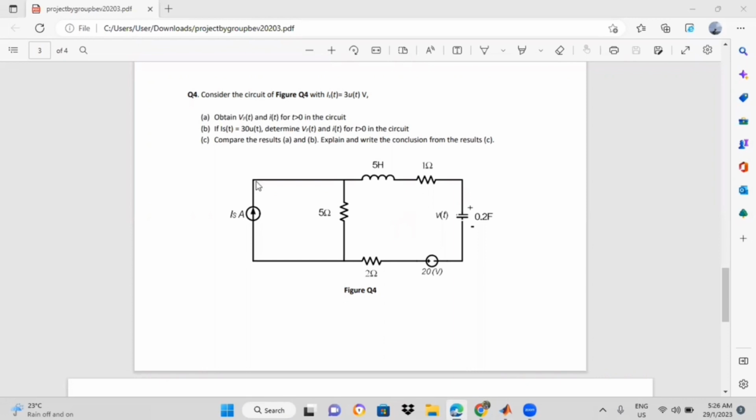AE2010036. Okay, so today I will explain how to simulate the circuit using the software, or more specifically, I am using MATLAB to simulate my circuit.